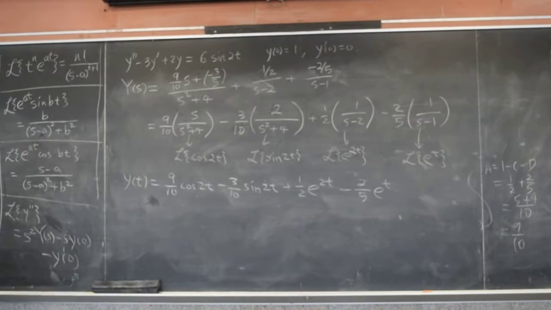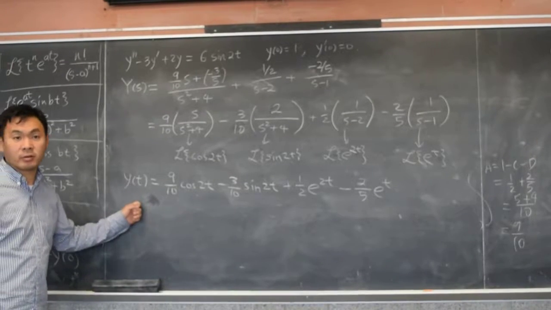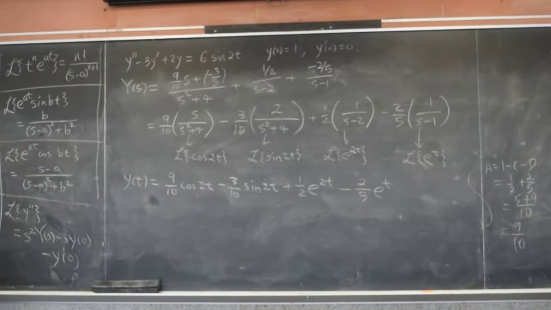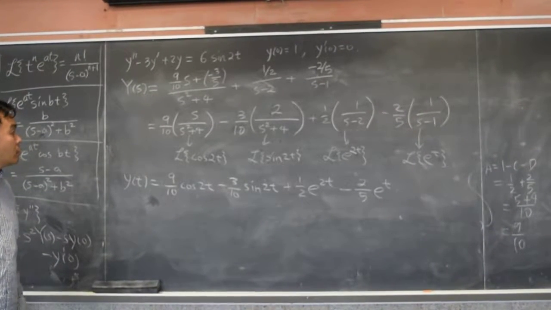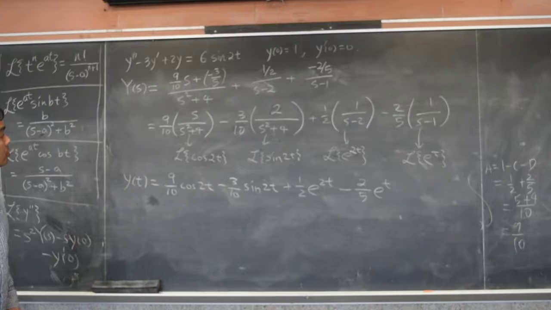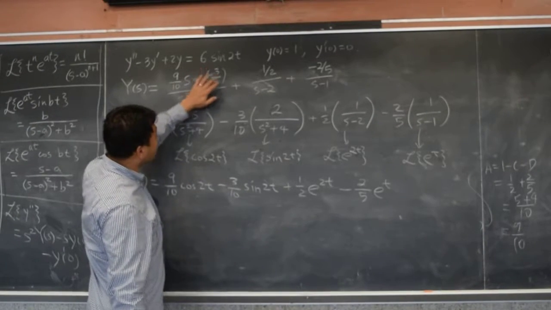Why did you change the numerator? Oh, it's like... Any other questions? Oh, good. Yeah, you have a question? Yeah. Why is it negative 3 over 10? Oh, okay. So it's 3 over 5, yeah.